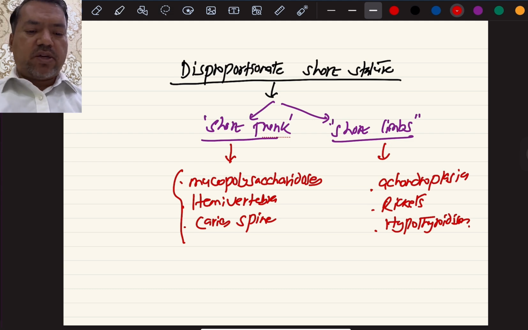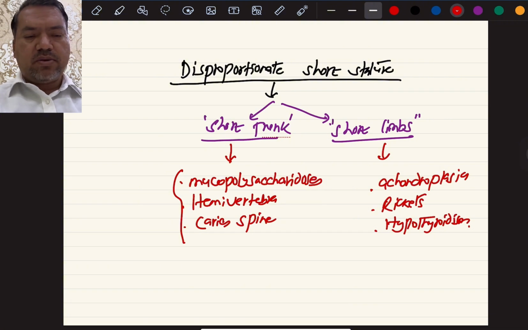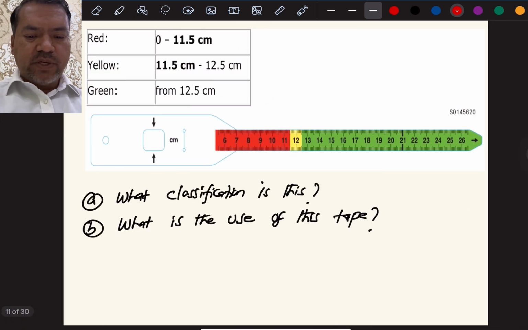And if they ask you, can you give me one example of proportionate short stature, the two conditions which are very familiar and very easy for you to memorize are the classical dwarfism, which is caused by growth hormone deficiency, and severe malnutrition. Many others are there, but these are catchy ones to remember. Now let's move on to another question.